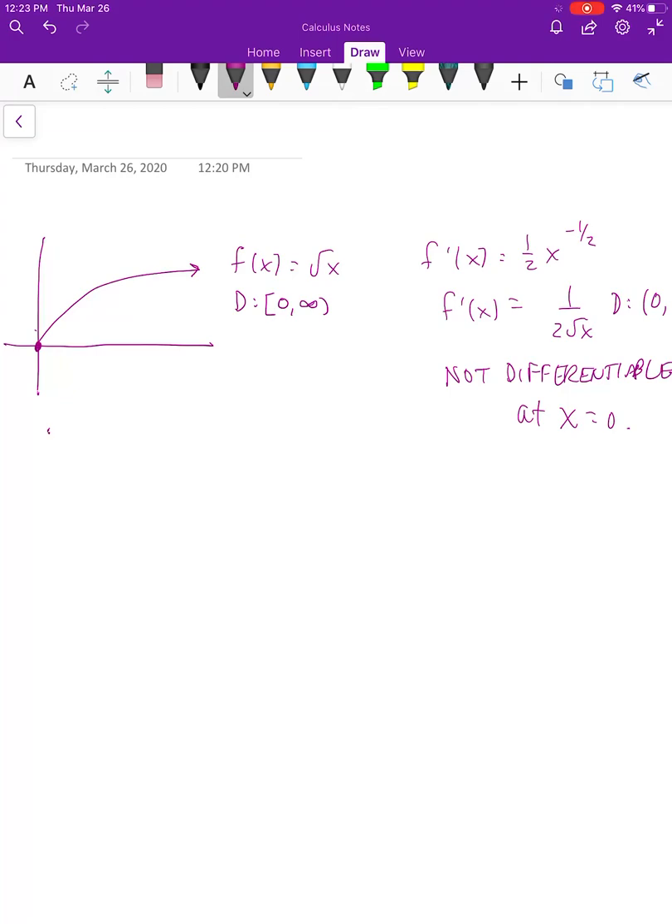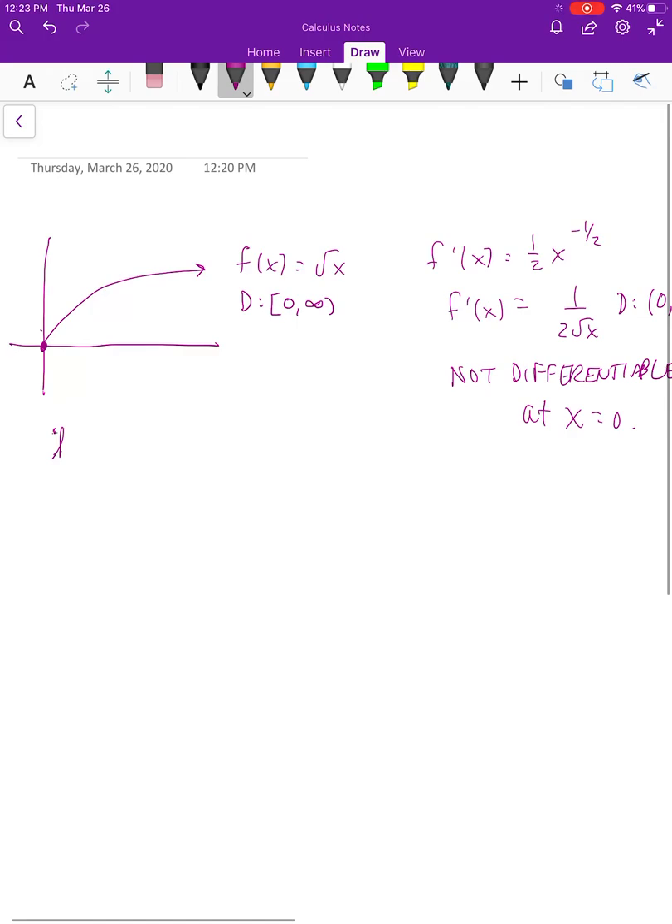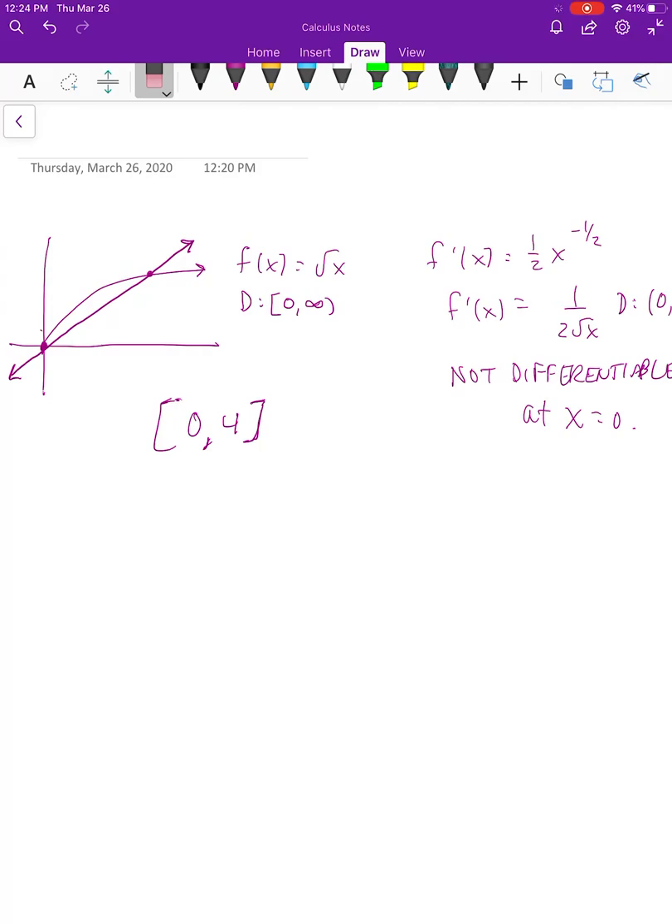So let's say I wanted you to check, however they're wording it, the hypothesis of the mean value theorem on the closed interval from 0 to 4, let's say. Is there a c on this interval such that it is equivalent to the slope of the secant line? Do you see how it's continuous on the closed interval, but yet differentiable on the open interval, and we can still use the mean value theorem, okay?